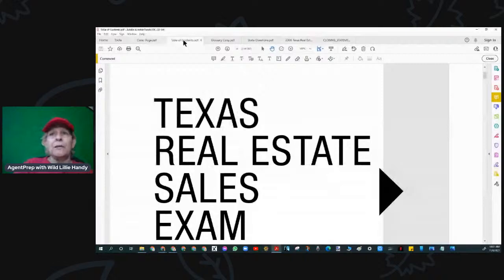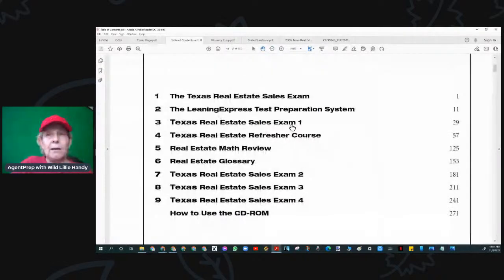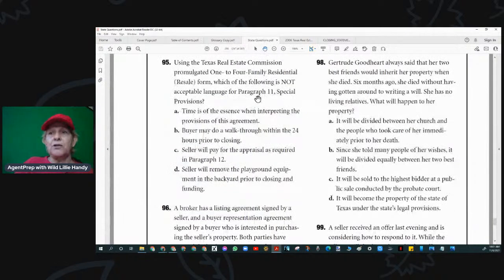Oh, and the reason why I love this book, it has 4 exams, 1, 2, 3, and 4. And it's got glossary review, your vocabulary that you must know, math review, basics, a little bit of a refresher course, how to prepare for the exam, and an intro to real estate sales exam. All right, with that said, let's go to state questions.